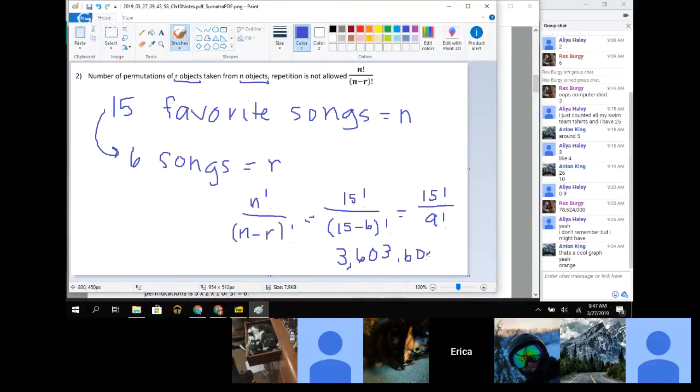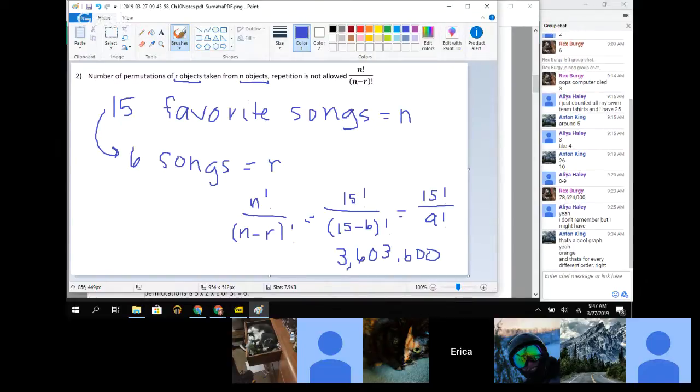We would have 3,603,600 different playlists that you could come up with from 15 different songs. If any of you are big music fans, I'm sure you have way more than 15 favorite songs. Or say you have music loaded onto your phone or iPod, say you have 100 songs that you like to listen to. Like, what are the chances?